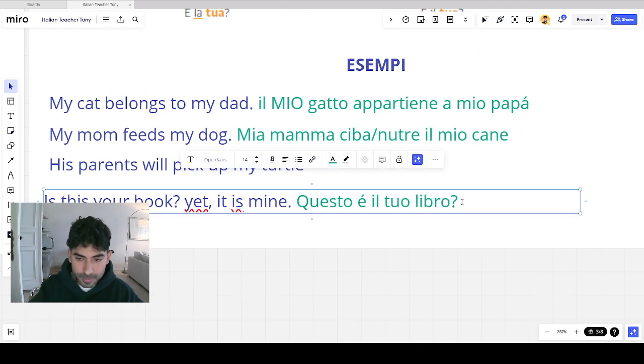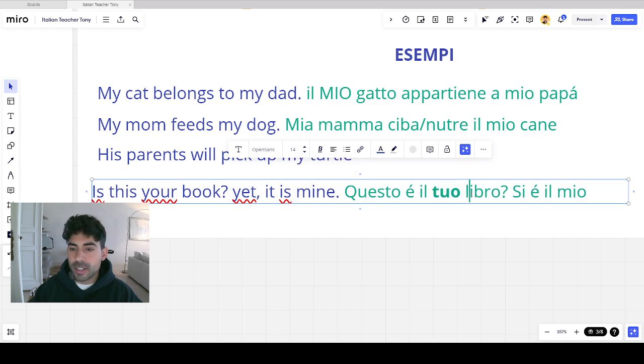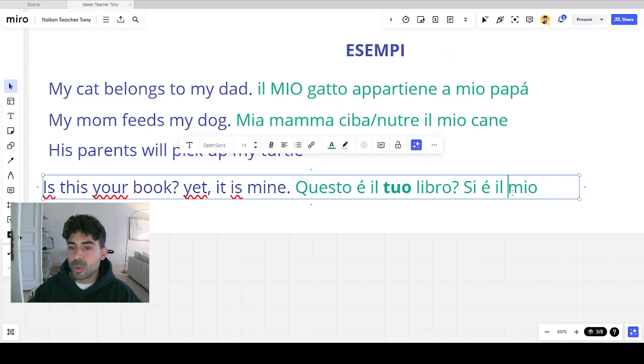Sì, è il mio. Il mio, this one is a pronoun because it's not referring to the book, it stands for libro.